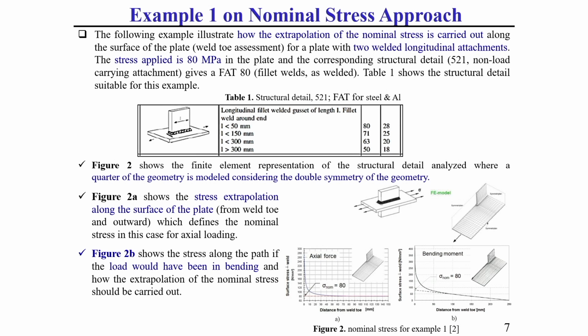In the first lecture itself I have shown that the fatigue life can be calculated as N is equal to Nf into FAT divided by sigma nominal stress to the power m. This equation is for a failure probability equal to 2.3%, this you should keep in mind.